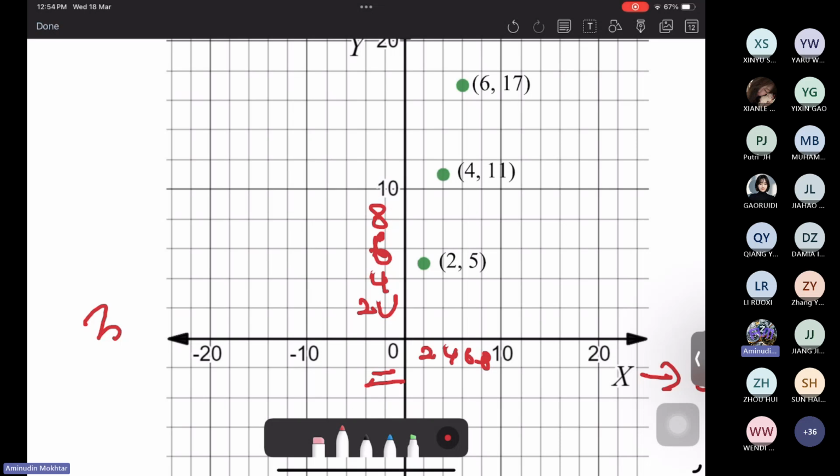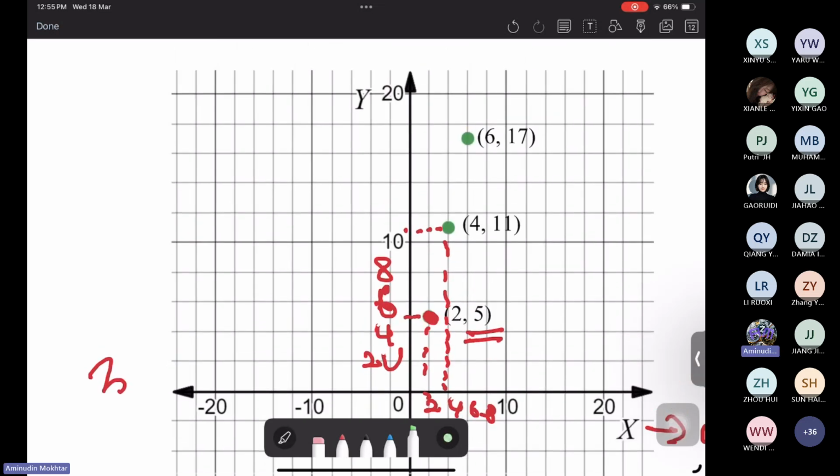Okay, let's say, for example, when x equals 2, y equals 5. We have the first coordinate point. The second coordinate point is 4 and 11. X equals 4, y equals 11. That's the second coordinate point.